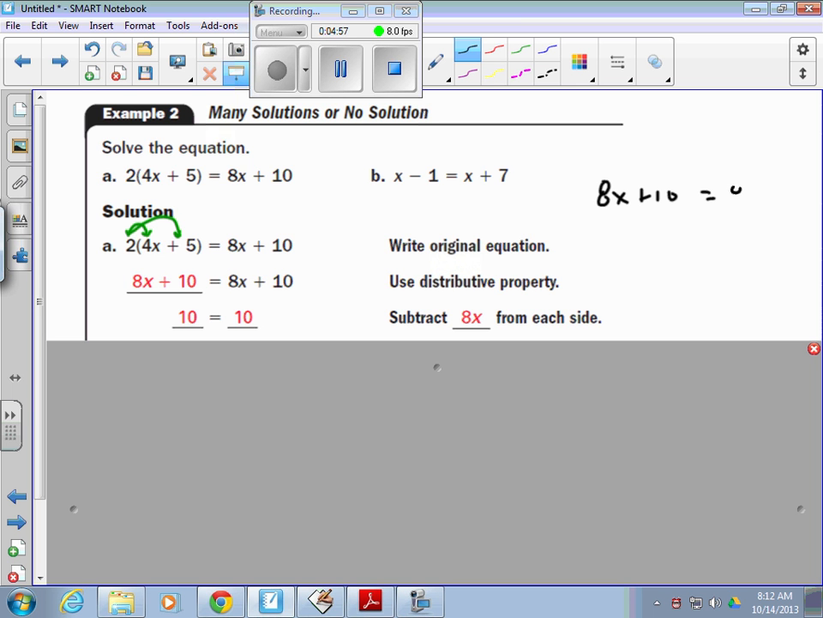8x plus 10 equals 8x plus 10. If you tried to collect all of your x's on the same side, you would subtract 8x from one side, since they're the same, and subtract it from the other.